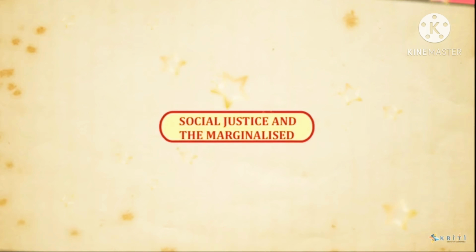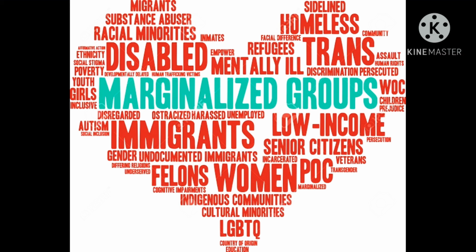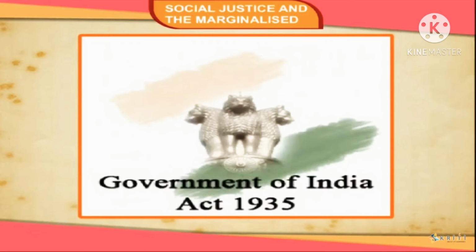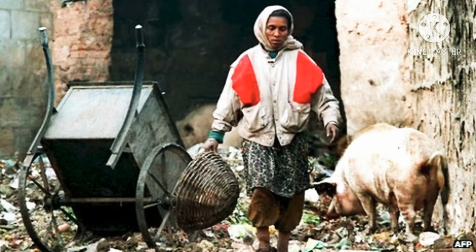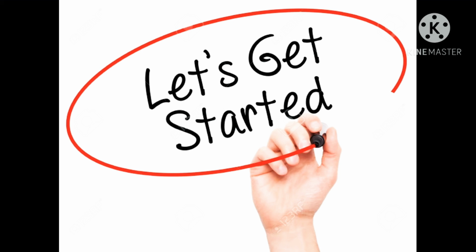Hello everyone. Today we will learn a new chapter in civics, that is social justice and the marginalized. In this chapter we will cover various topics such as marginalized groups, constitutional provisions to safeguard the interest of such groups, untouchability as a topic, and the last one is manual scavenging. So let's get started. So what is a marginalized group?